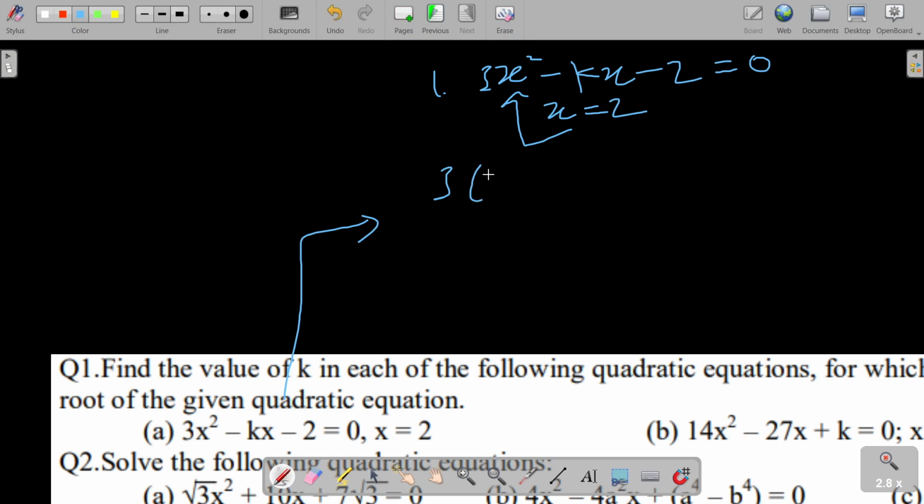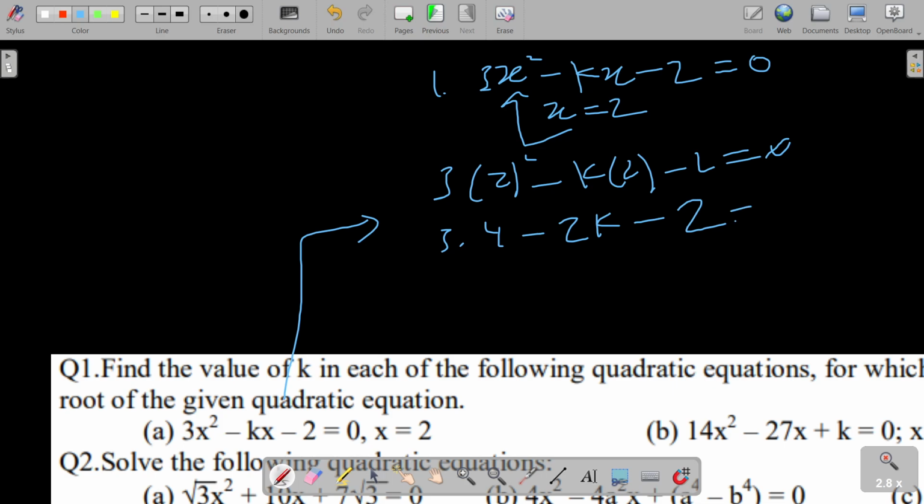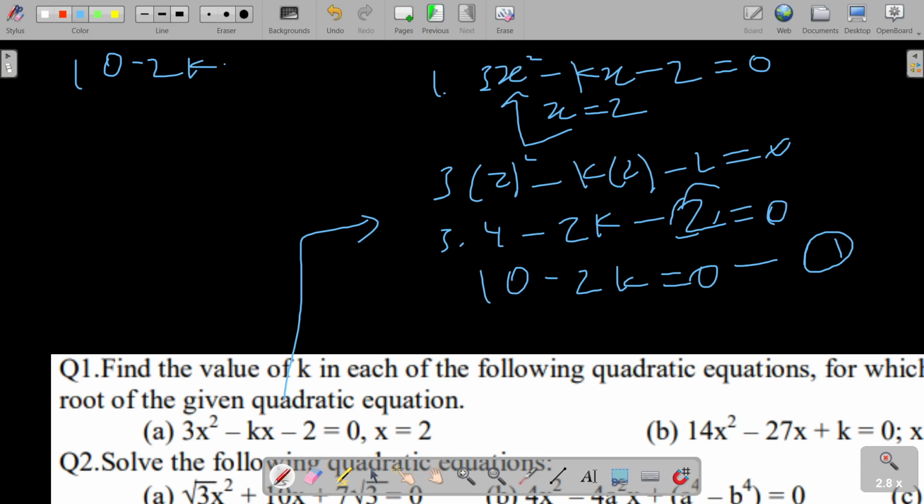So let's put in 3 times 2 squared minus k into 2 minus 2 is equal to 0, which is given. So 3 into 4 minus 2k minus 2 is equal to 0. 3 into 4 is 12, 12 minus 2 is 10. So it is 10 minus 2k equal to 0. We want only the k value, so let's write this as equation 1: 10 minus 2k is equal to 0.